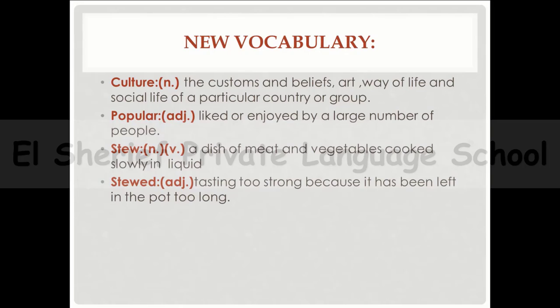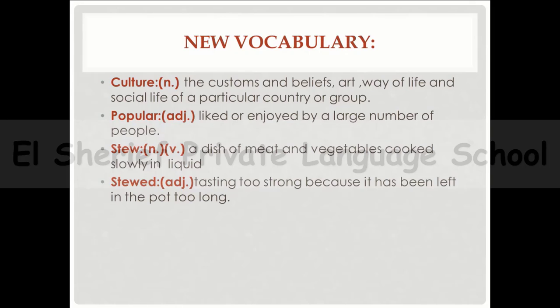The first word we have is culture. Listen to this example. The children are taught to respect different cultures. So what do I mean by culture? Culture, guys, is the customs and beliefs or way of life and social life of a particular country or nation or a group of people. So the beliefs or the customs of a specific nation or a specific country or a specific group, I call it the culture of this country or culture of this nation. Okay, so this is culture.